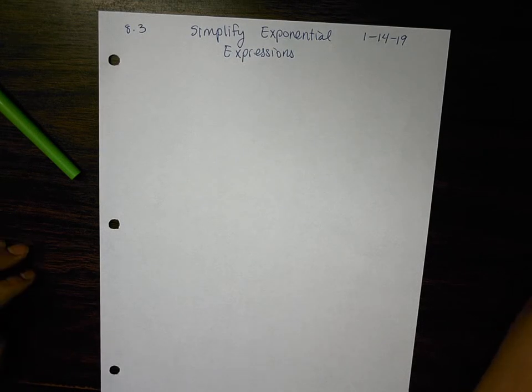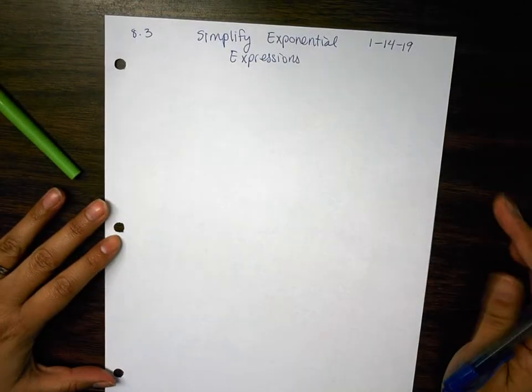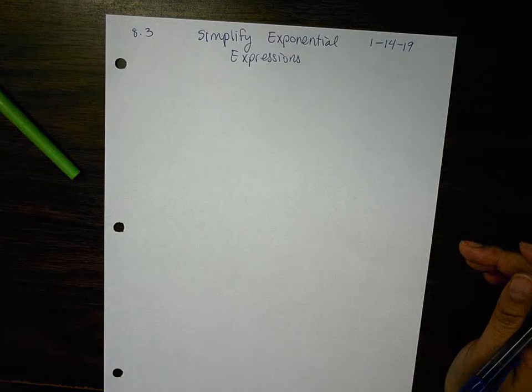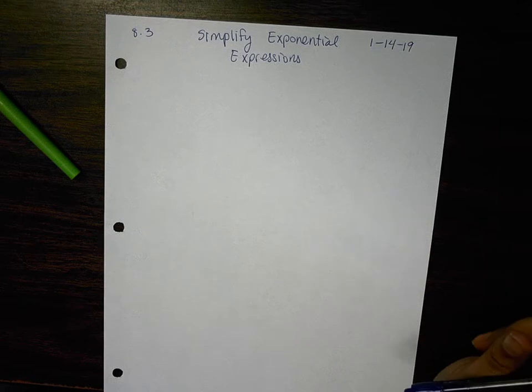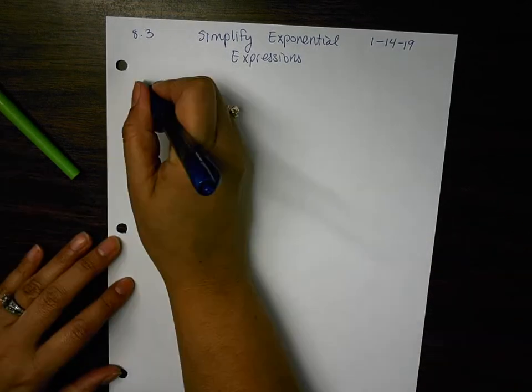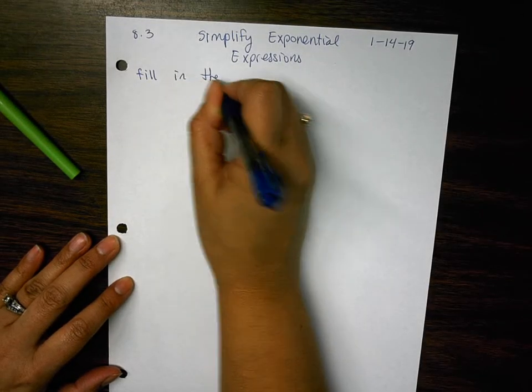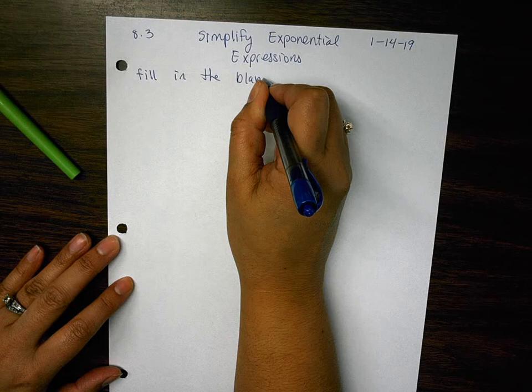Okay, this is Math 2, Unit 8, Lesson 3, Simplify Exponential Expressions. This will be the start of the packet 2 that you'll be getting at the end of class. Okay, first section is pretty easy. Fill in the blanks.